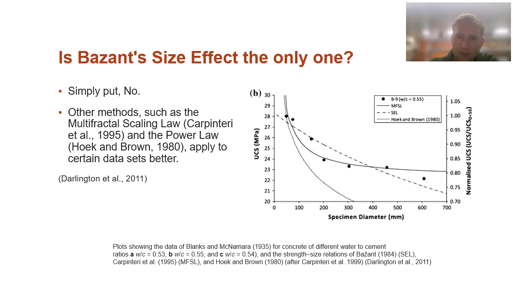But just take a look at these lines here. So the size effect law, SEL, is the dot-dash line. And for this data set, the fit isn't great. And then we see the power law from Hoek and Brown. Again, really well studied in the area of geomechanics. We've seen a lot from them. But take a deeper dive into them and take a look at this trend as well. Their trend doesn't fit this data perfectly either. In fact, in my opinion, the best fitting data here would be the multifractal scaling law from Carpinteri.